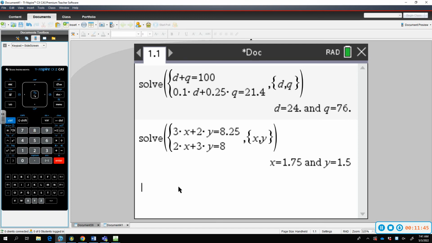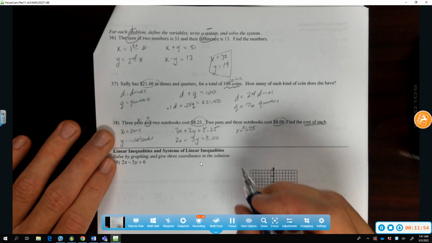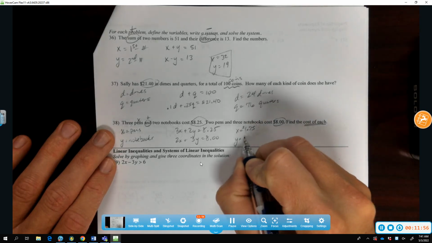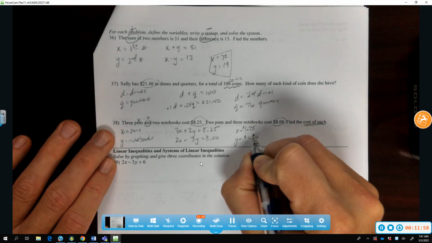So we know that X, pens, is $1.75. And we know that Y, which is notebooks, is $1.50. So X is $1.75, Y, the notebooks, is $1.50.